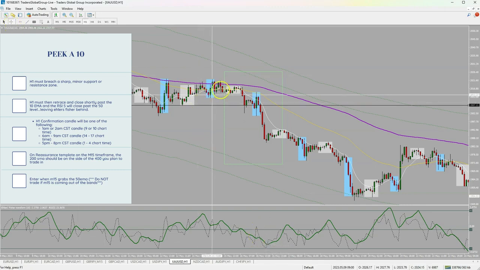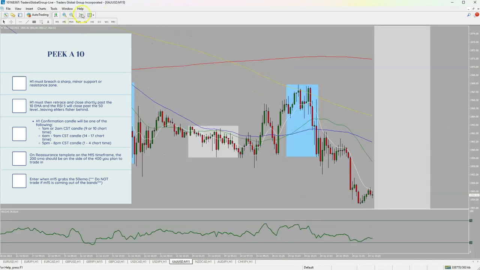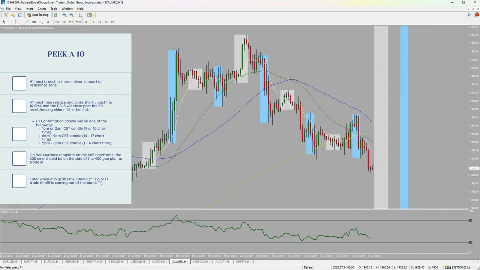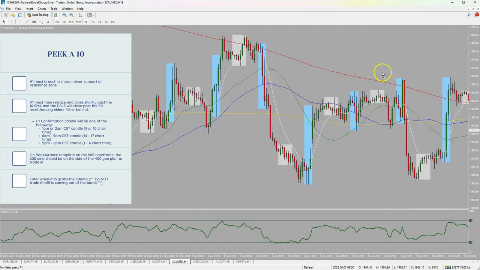What time of day did this happen? Because that's rule number 3. This happened at 15 chart time, which would be 8 o'clock in the morning, 8 a.m. my time. So that's an acceptable confirmation candle closing time. Rule number 3 is met. Rule number 4, we've got to go to the reassurance template. So let's change templates. We're on May 16th. Crap, I just jacked up. Hold on, let me find May 16th again on this example.